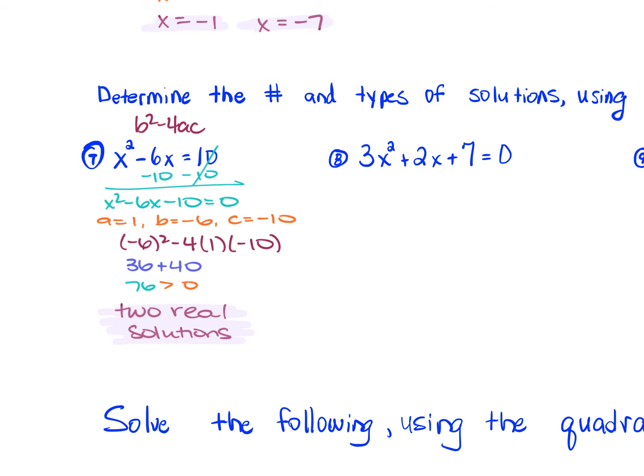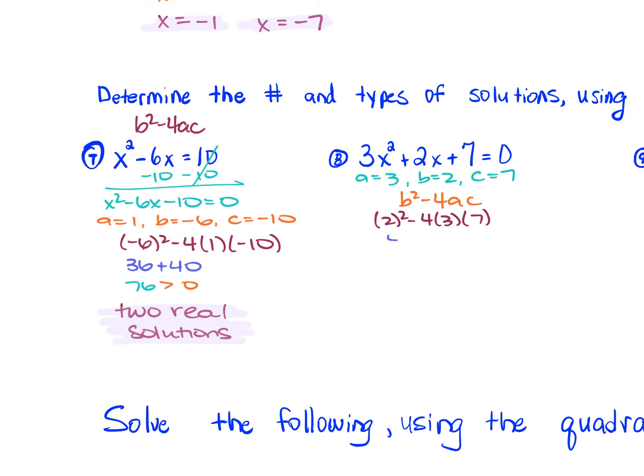For number 8, you have 3x squared plus 2x plus 7 is equal to 0. All of your terms are on the same side of the equal sign, so we're good. Identify your a, your b, and your c. Your a is 3, b is 2, c is 7. Use your discriminant, b squared minus 4 times a times c. Plug these all in. So we're going to have 2 squared minus 4 times 3 times 7.